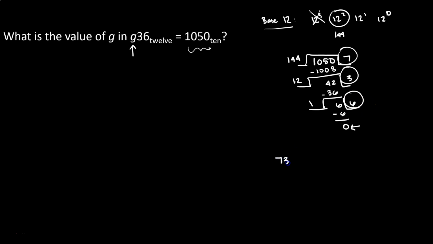So 736 is the number in base 12, and it's equal to 1050 in base 10. So if we match this up to G36 in base 12, we can see that the G would have to be a 7, so that it's equal to 1050 in base 10.